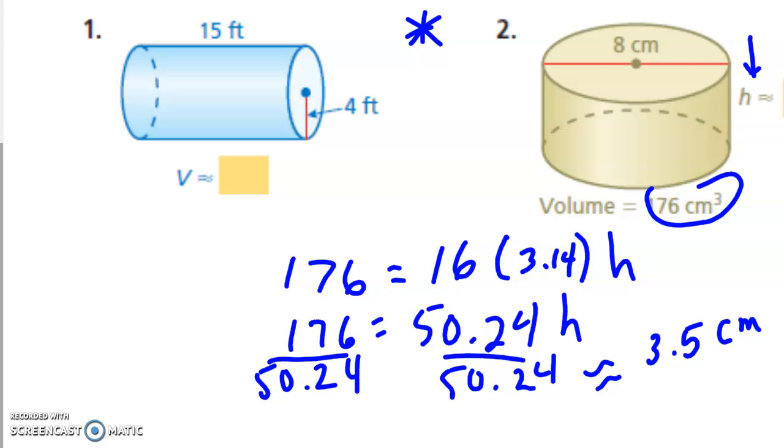Now, of course, you could have just taken 176 to start with, and then just worked backwards. Divide it by 16, divide it by 3.14, and you would still end up with the same 3.5 centimeters.